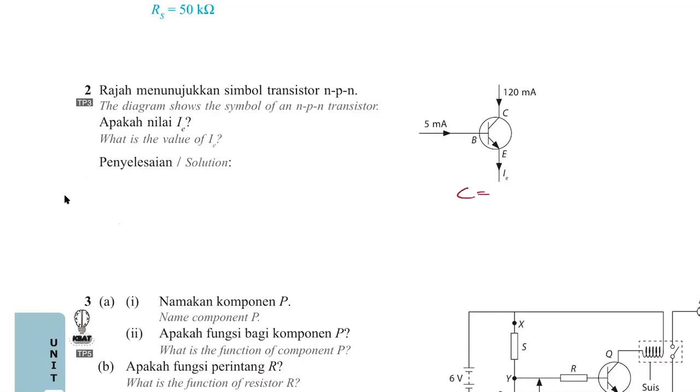C, because dia adalah collector, means it is the sum of the current in base and also at the emitter. Jadi, what is the value of IE? If you are already given the value of current at C and current at B. So answer should be 115. What about the rest?